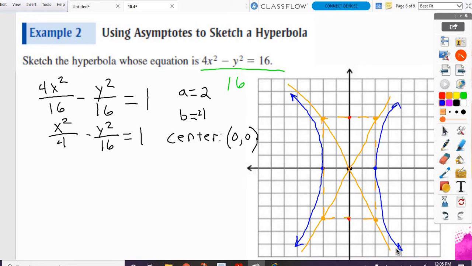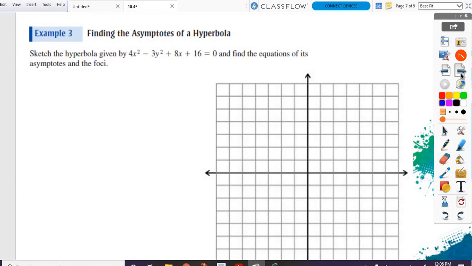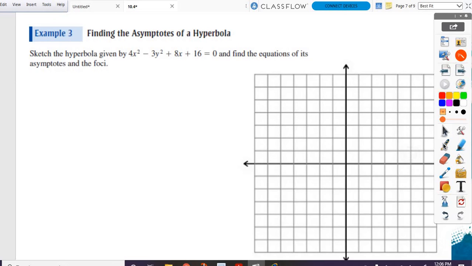Yes, no? Alright. Continuing on then. Alright, what's different about this one? Again, they ask us to sketch the graph.